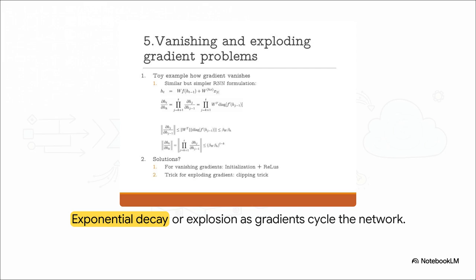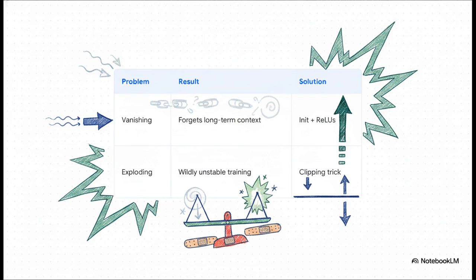If those numbers are even slightly less than 1, the gradient exponentially decays to 0. And if they are slightly more than 1, the gradient violently blows up to infinity. This creates a mathematical nightmare with two very distinct sides, and they each need their own engineering bandages.